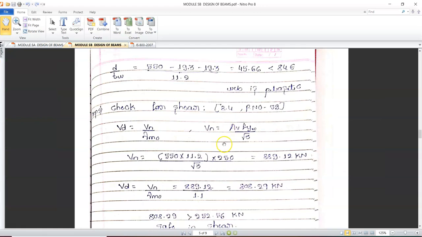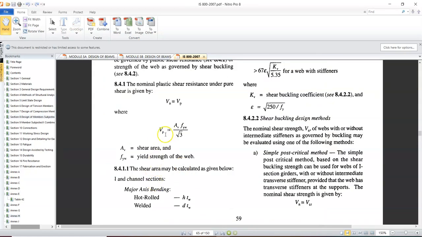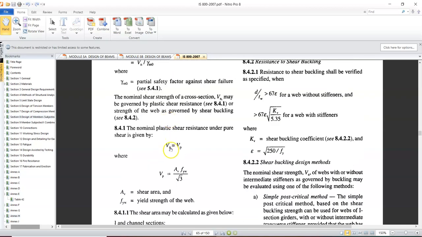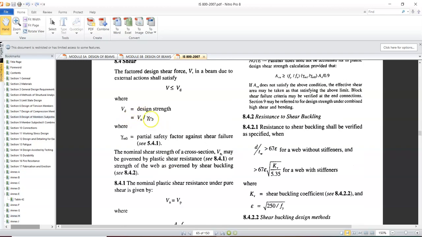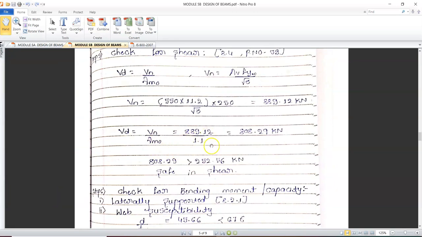Now coming back with the calculation, that is actually Vp. AV is equal to overall depth 550 into thickness of web 11.2 into yield strength 250 divided by root 3. So you will get Vp as 889 kilonewton. Now if Vp is 889, Vn will also be equal to 889. So Vd is equal to Vn by gamma m naught, that is 889 divided by 1.1, so 808 kilonewton. This is the design shear capacity of the section.